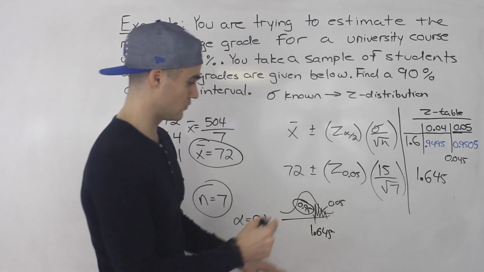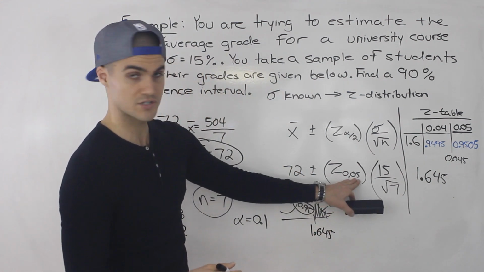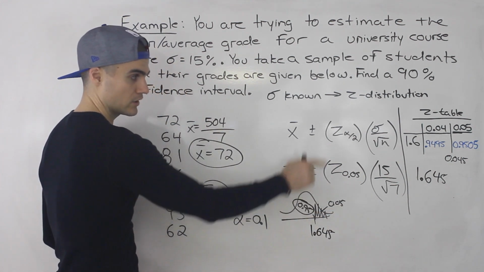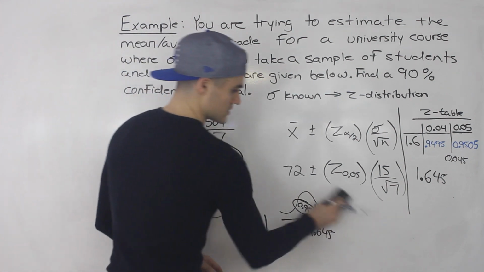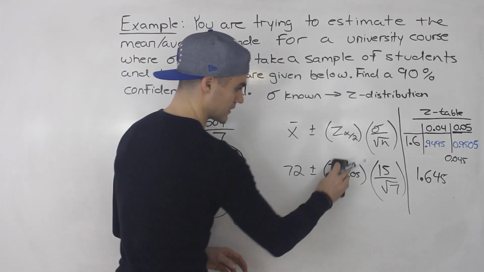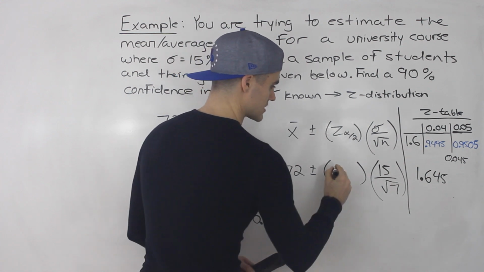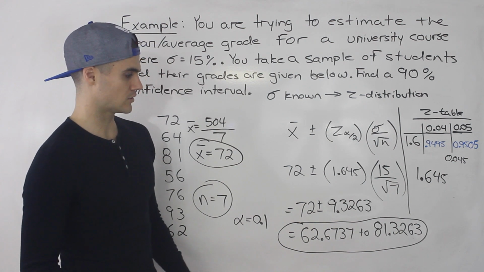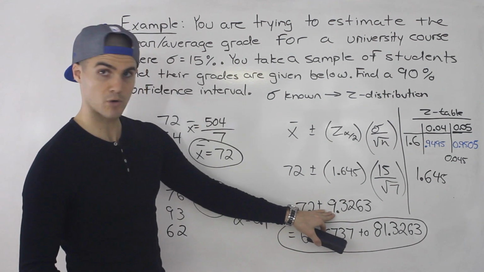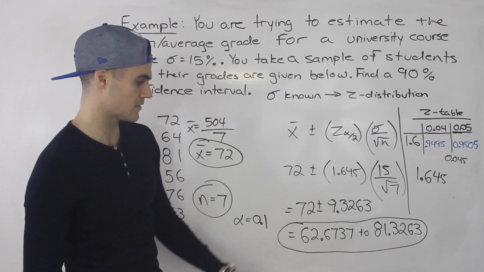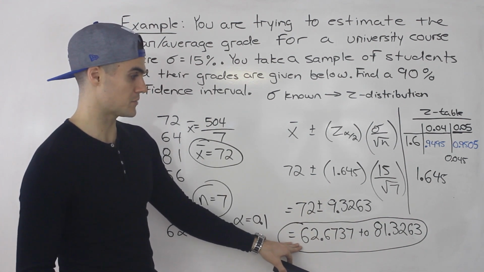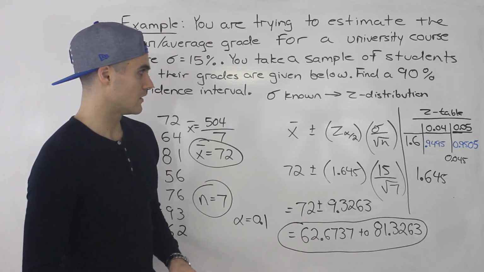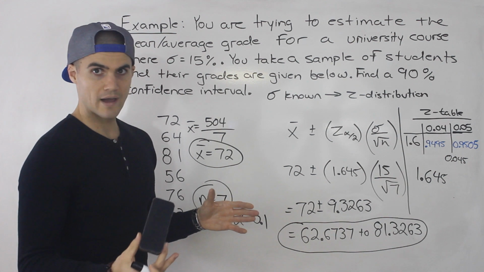So to the right of 1.645 is this 0.05, which represents that subscript there. And then to the left is 0.95, and we have to get the 0.95 to use the table. So basically over here, this is going to be 1.645. When you do all of that in the calculator, you'd end up getting 72 plus or minus this margin of error over here, 9.3263, and then you can make the interval from that. So that there is the 90% confidence interval. So not too bad of a process.